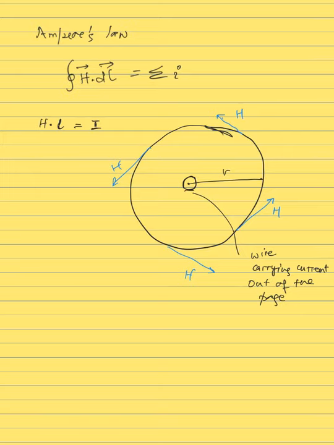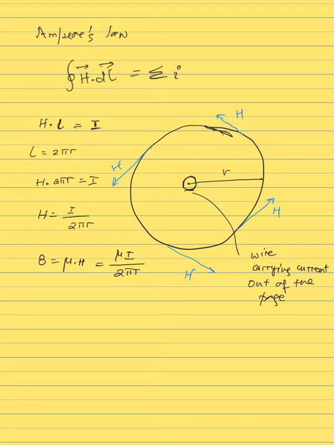That is the current carried by this wire. Now, since this is a circle, everybody knows that the length is given by the circumference of the circle, which is 2 pi r. So we can say H times 2 pi r equals I. And we can say H equals I divided by 2 pi r. And we can also say B equals mu times H, which will be equal to mu times I divided by 2 pi r. So that's Ampere's law applied to a wire carrying a current.